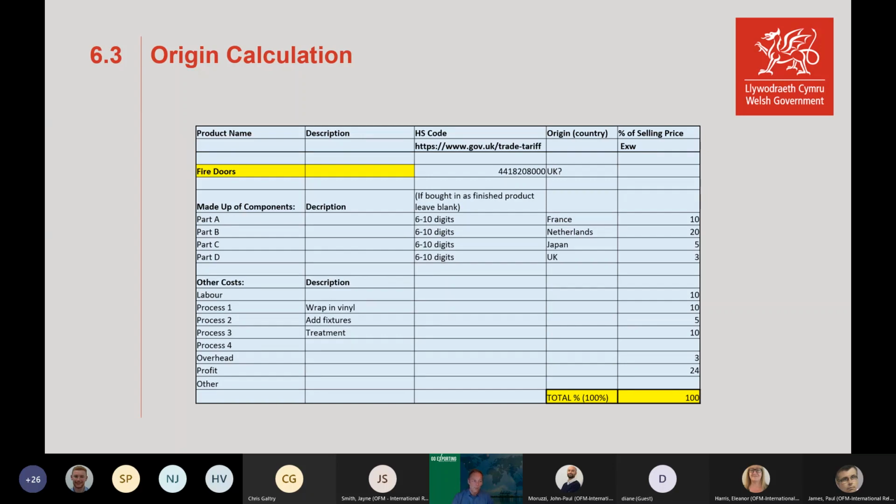So this is how we work it out. We work through it with clients. This template, we're happy to supply it later if anyone would like to have a look at that and use that, or we can help you work through that together.